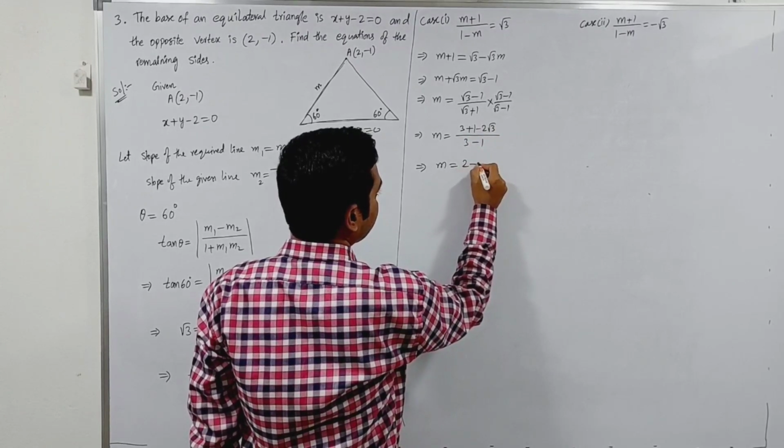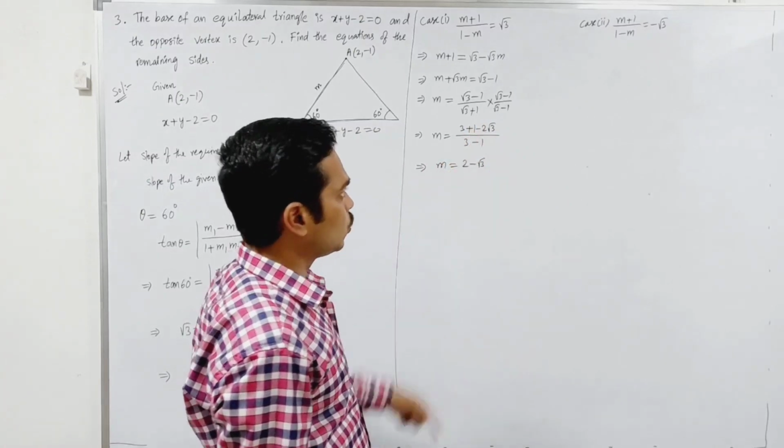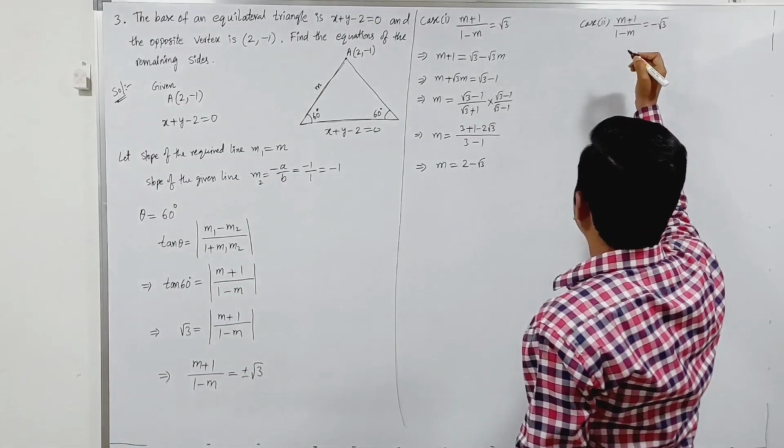2 cancel, means 2 minus root 3 left. 4 minus 2 root 3 by 2, 2 cancel. Okay, this is case 1.